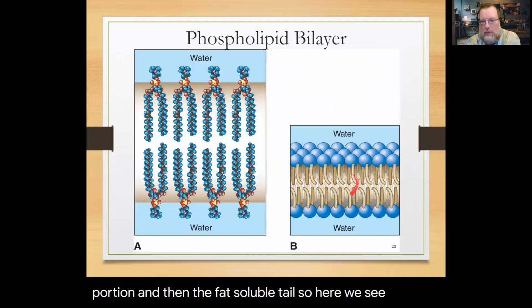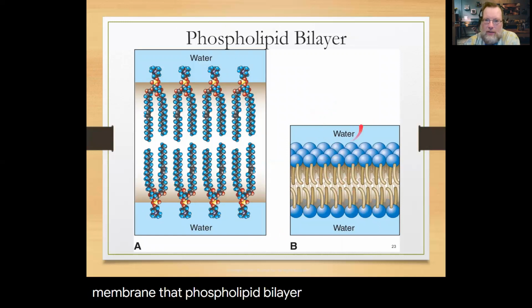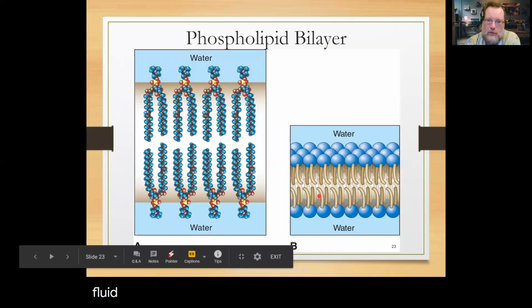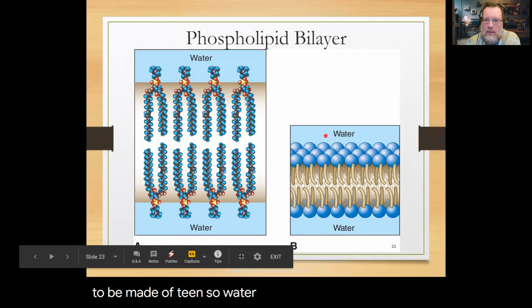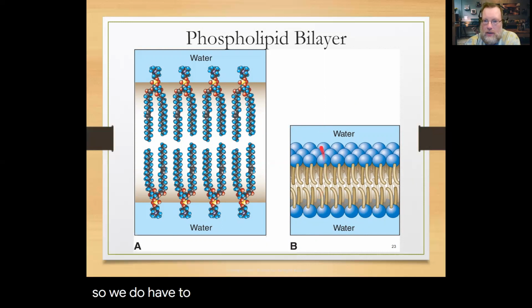So here we see that cell membrane, that phospholipid bilayer. We have extracellular fluid, intracellular fluid, hydrophilic heads facing the outside and the inside, hydrophobic or lipid soluble tails facing the inside. So water cannot go from here to here unless there's a pore or a channel, and those pores or channels are going to be made of protein. So water and proteins go well together. So we do have to create a pore or a channel for water to pass in and out. Okay.